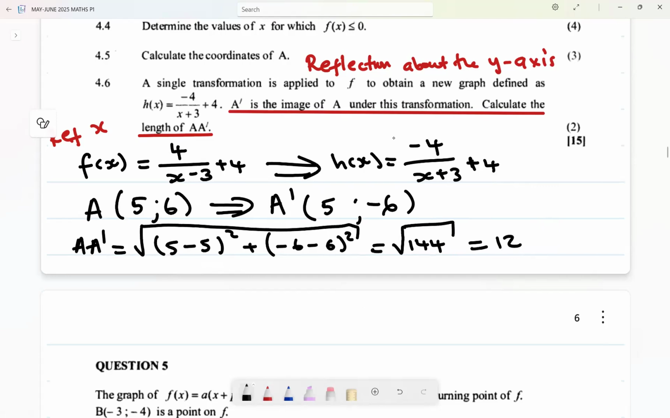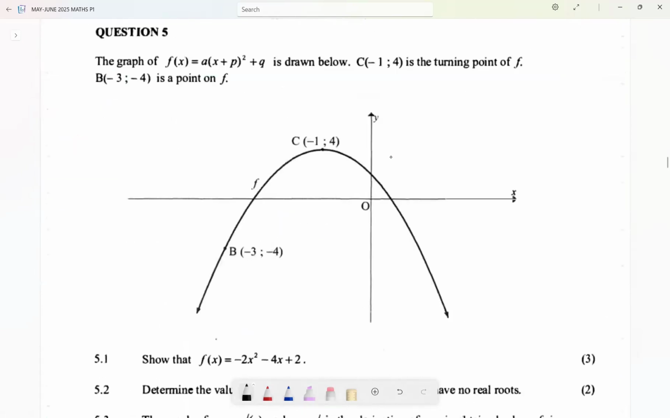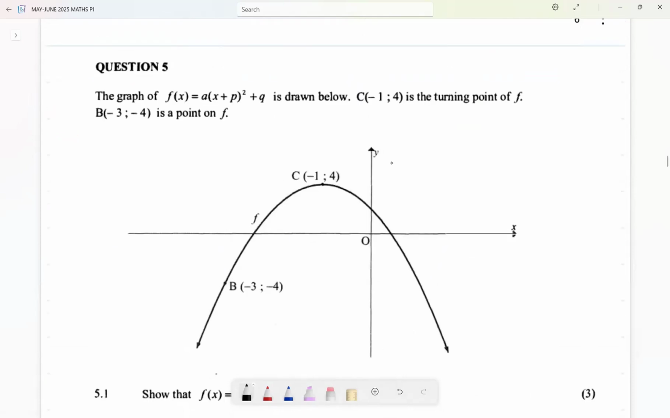Remember 5 minus 5 is 0 squared, plus negative 6 minus 6, which is negative 12, negative 12 squared. So the first part will just be 0. Negative 12 squared is 144. So the square root of 144 is 12. So the distance is 12 units. You need to know how they reflected the graph of f first, so that you can see how to find the value of A'. Hopefully it is clear. Let's move on to the next one.